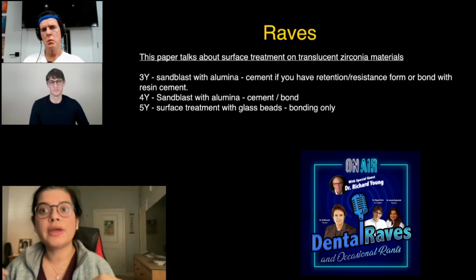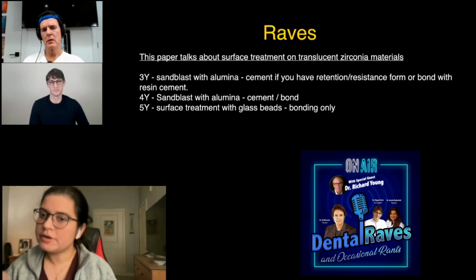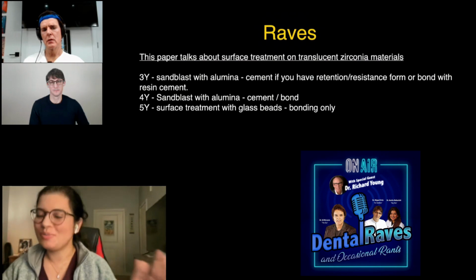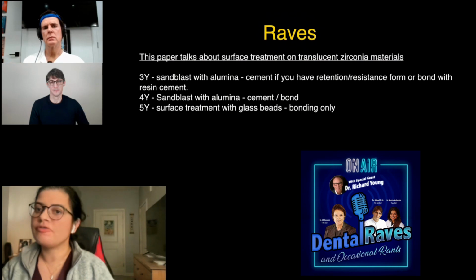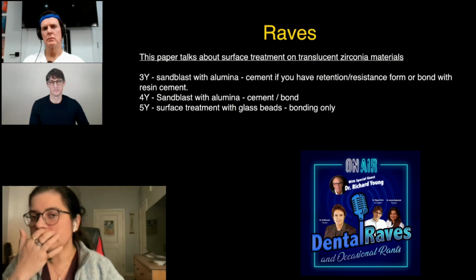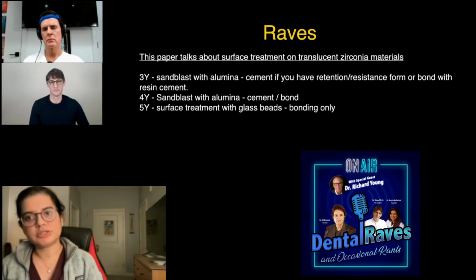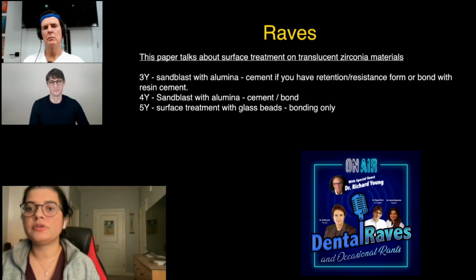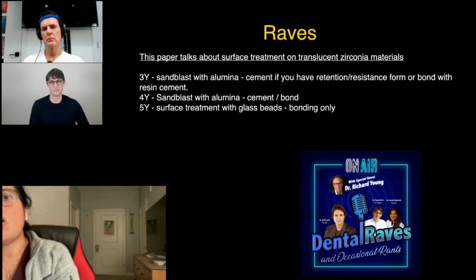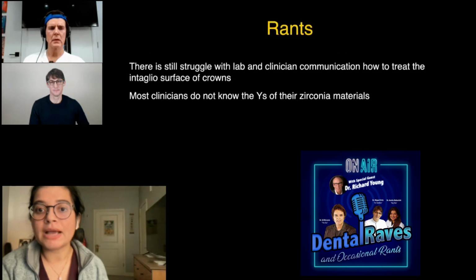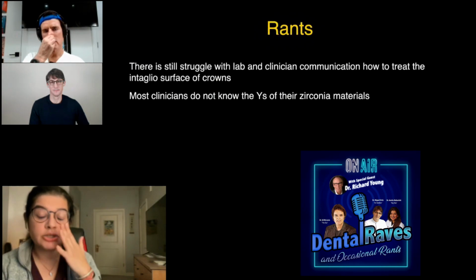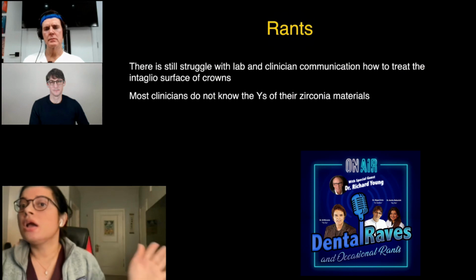If you try to cement it because you think you would have the retention and resistance form, the crown is going to break, especially in a high stress situation or for a bruxer. And this is when you see some of the 5Y crowns failing in the posterior regions. So I would recommend, if you're treating it with glass beads or with alumina, bonding only.